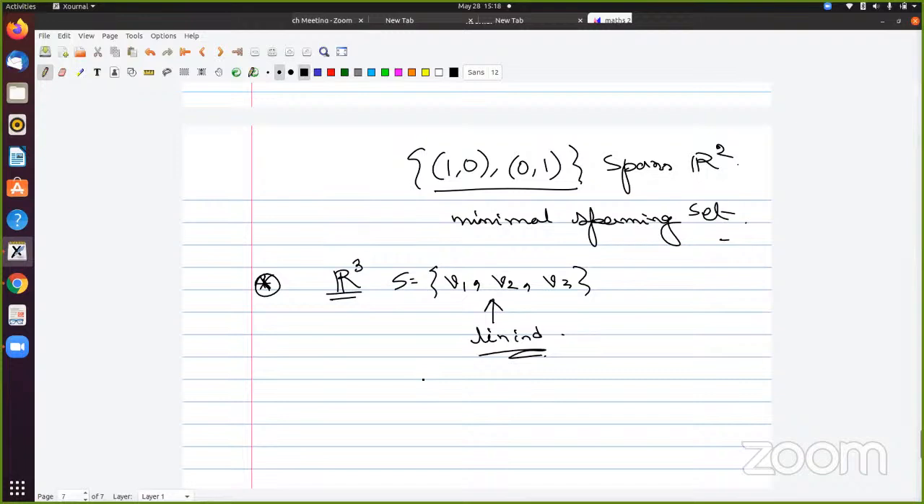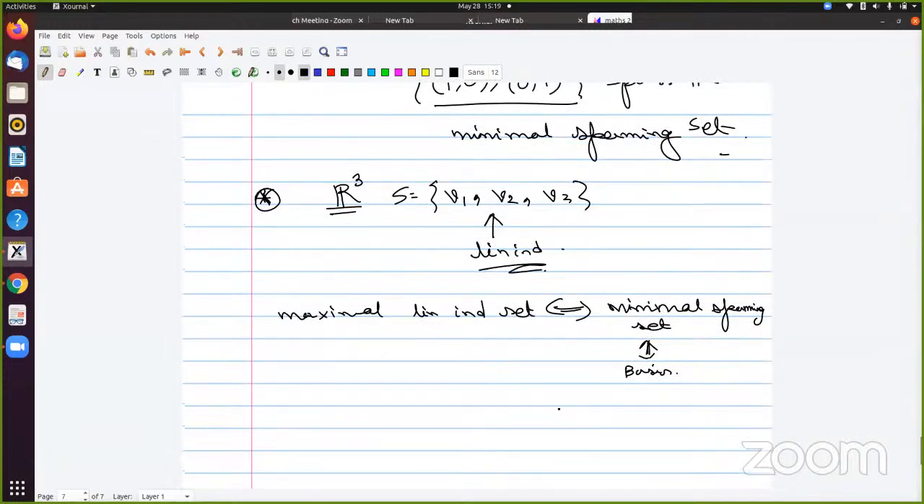Clear? In R3, suppose you are given a set of 3 elements which is linearly independent. Then the set must be a basis. The set must span R3. And that is also a minimal spanning set. So, a maximal linearly independent set if and only if a minimal spanning set, if and only if a basis. Okay? Clear? Suppose in R4 or in R5, you are given 5 vectors which are linearly independent.